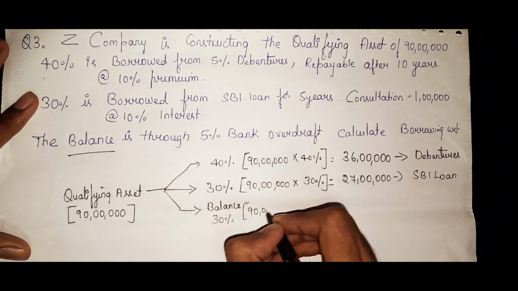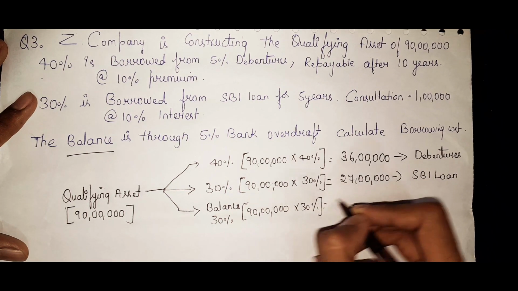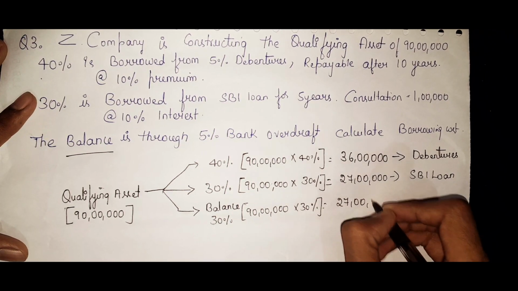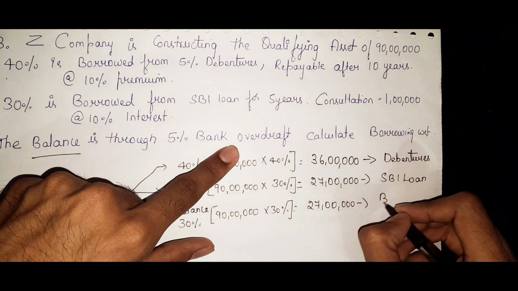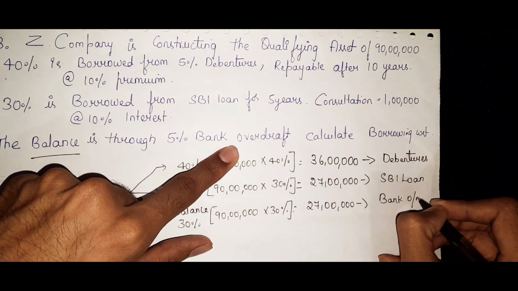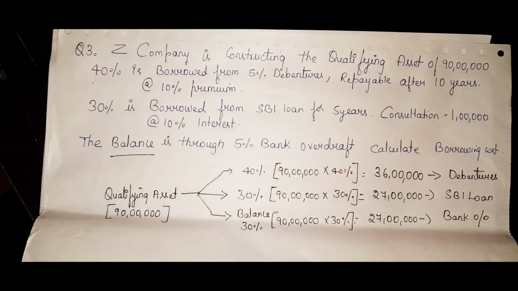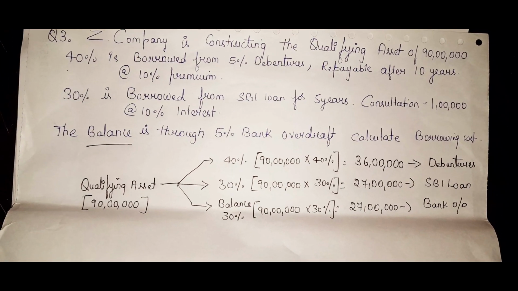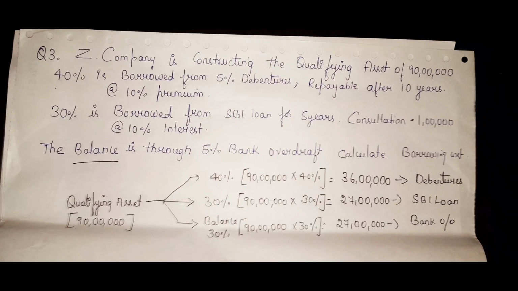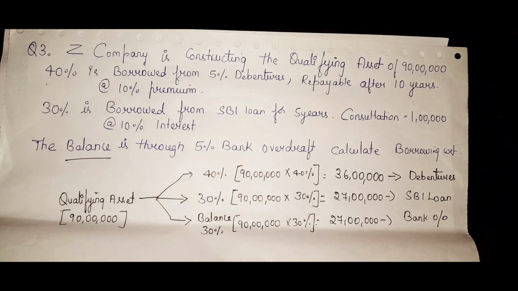So 90 lakh into 30%, that is 27 lakh. They are raising through bank overdraft. So this is the information. Directly they have not given, indirectly they have mentioned in the question. So from this we need to calculate the borrowing cost of the asset by using this particular information.